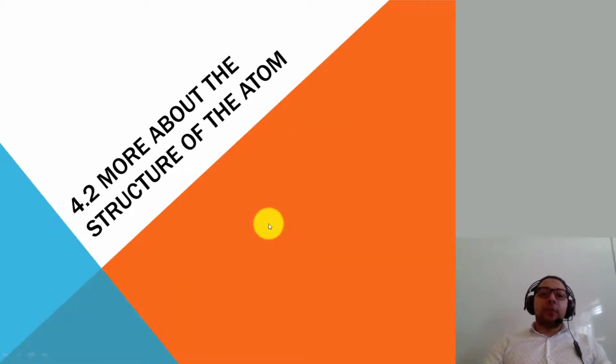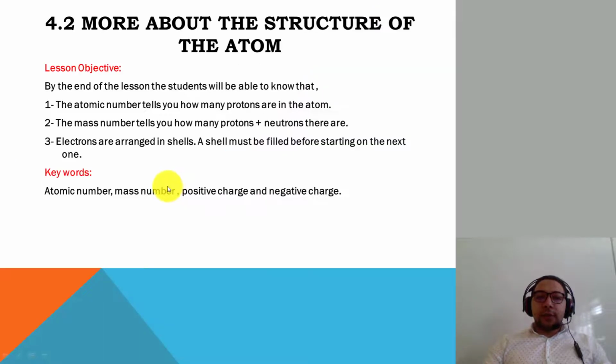The second lesson of today is talking more about the structure of the atom. Mainly we're going to look at the structure of the atom. That's your second lesson of the unit. And this lesson has three lesson objectives.